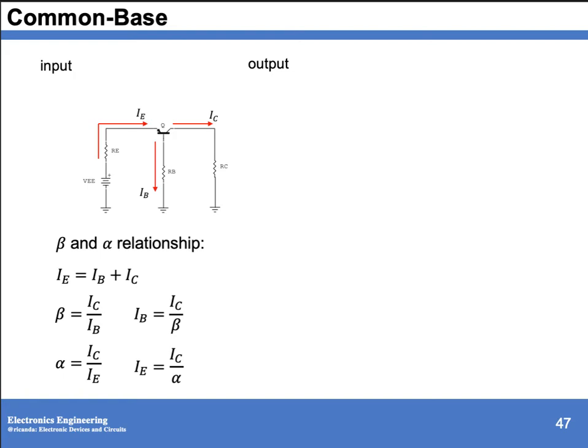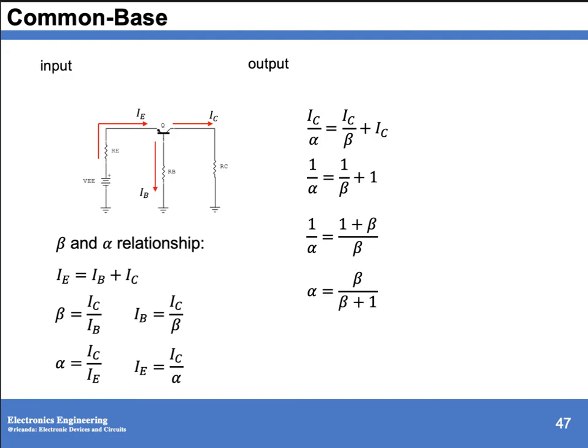Substituting this value into your equation of the emitter current, we have IC over alpha equals IC over beta plus IC. If we divide this equation by IC, we have 1 over alpha equals 1 over beta plus 1. Solving for your alpha, we get the least common denominator of the right side, which is 1 plus beta over beta. Therefore, alpha equals beta over beta plus 1.